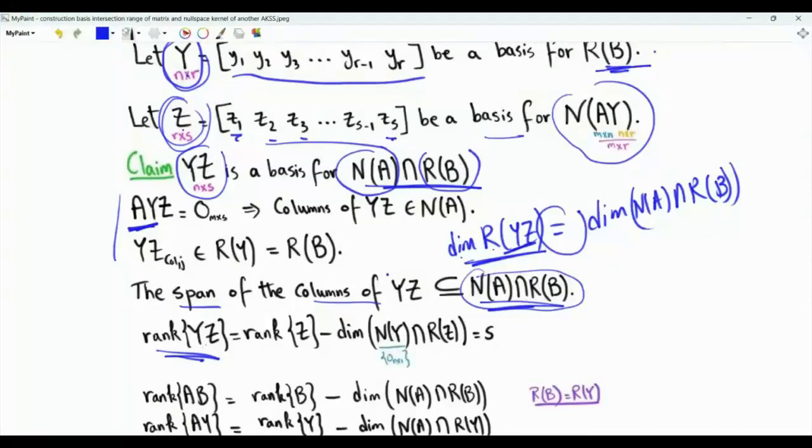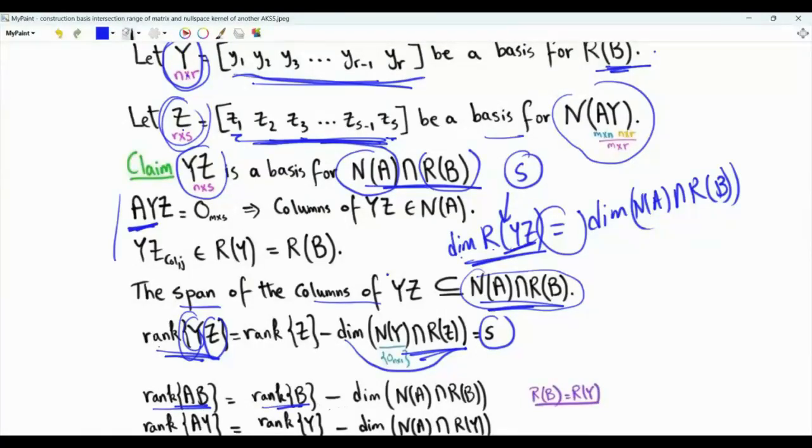We can use the formula for the rank of the product of two matrices. The rank of YZ is the rank of Z minus the dimension of the intersection between the null space of Y and the range of Z. Y is a matrix with basis vectors. Those columns here are linearly independent. The null space of Y is the trivial null space, just the all zero vector. This means that this intersection is the all zero vector and the dimension here is equal to 0. The rank of YZ is simply the rank of Z, and the rank of Z is the number of those columns here, which is equal to S. This side is equal to S.